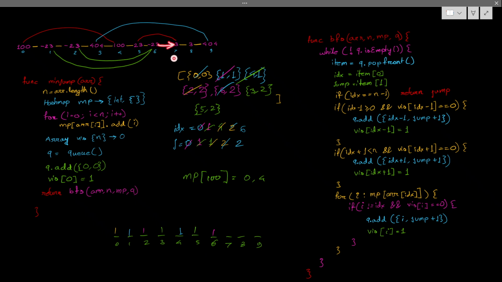Okay, from 6 to 7 I can go. 7 is a valid index. Is it visited? 7 is not visited. So I can add the 7th index. How many steps to go to the 7th index? With the cost of 3.